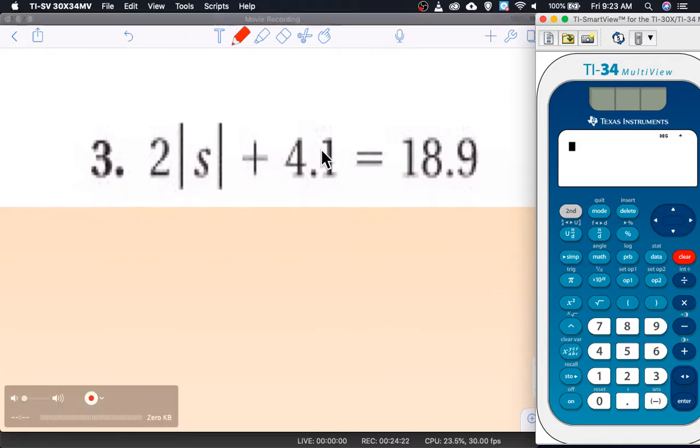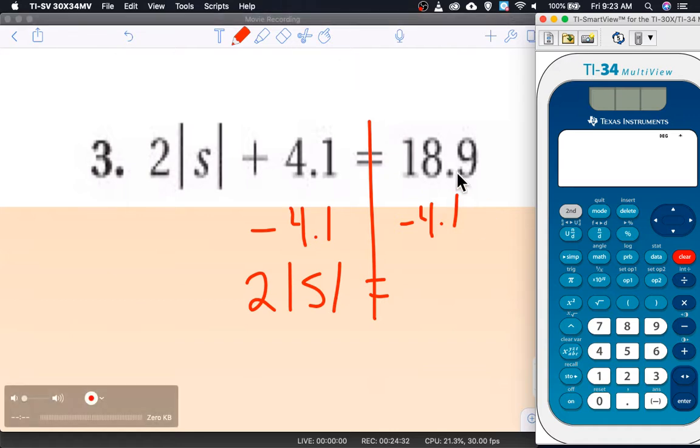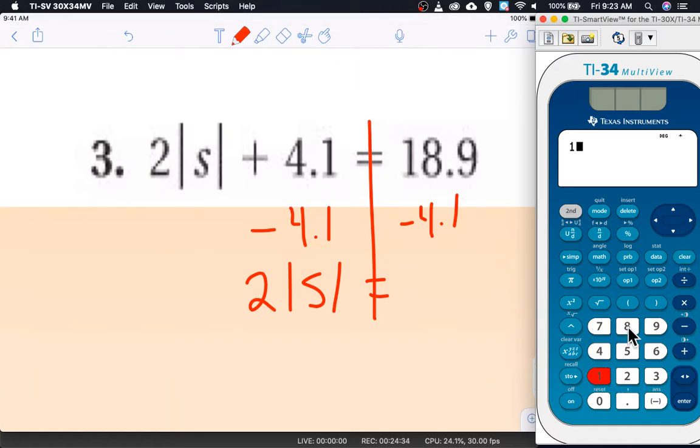This problem, we do need to get rid of stuff on the outside. So I'm going to start by subtracting 4.1. So 2s is equal to, I'm not sure what that is. I could do the math in my head probably quicker than typing the calculator, 14.8. But it doesn't hurt to check. There we go.